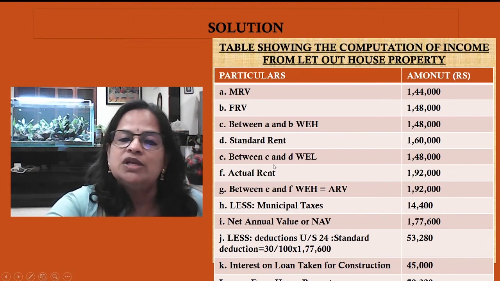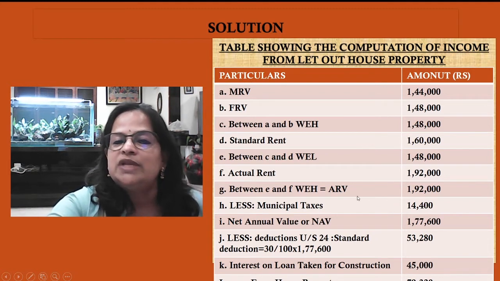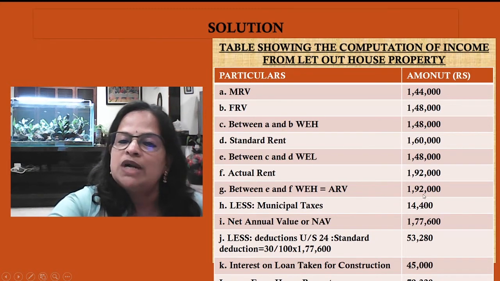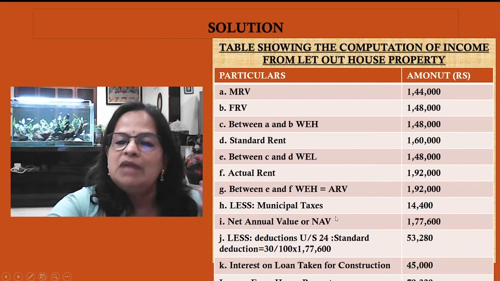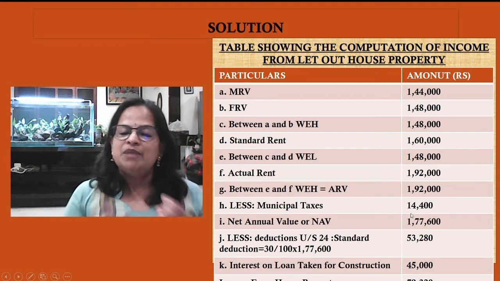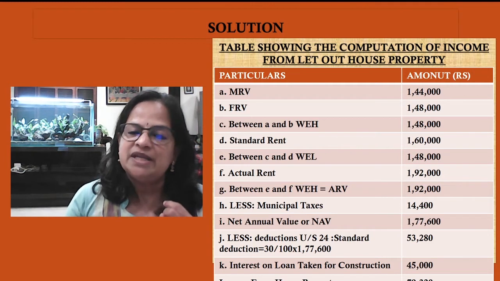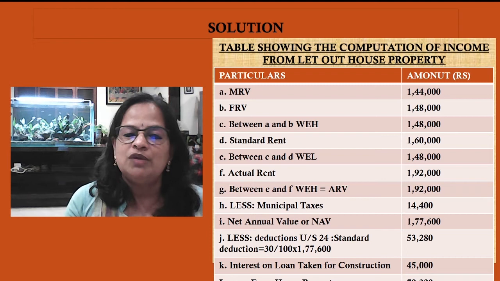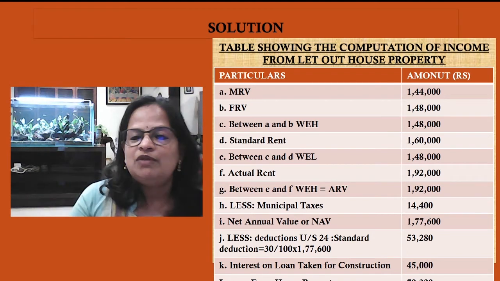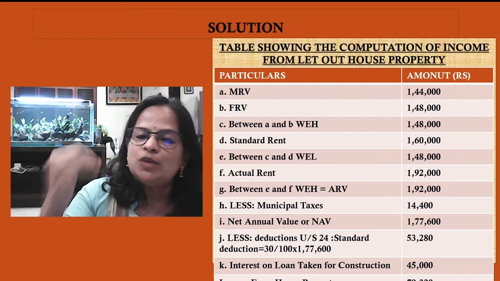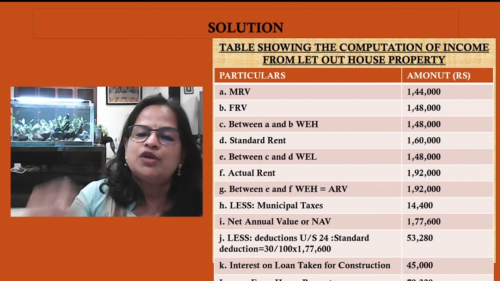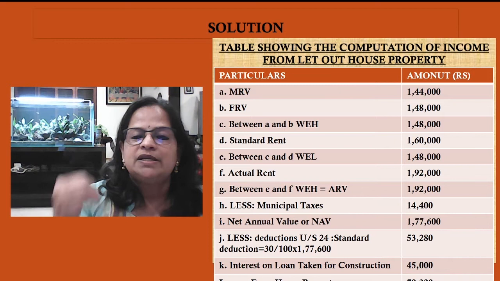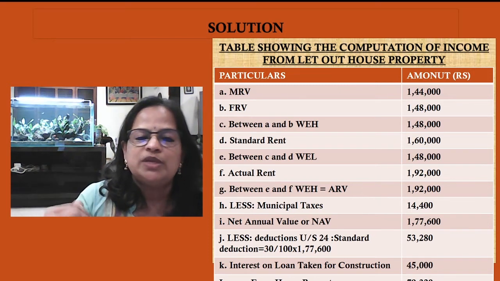So with the actual rent and this expected rental value, whichever is high, we will take. So that is the annual rental value. It is 1,92,000. Now less municipal taxes. Remember, municipal taxes, if paid by tenant, it's not allowed. Paid by owner only allowed. So 14,400 you will reduce. Now you are getting net annual value. So net annual value is 1,92,000 minus 14,400. You are getting 1,77,600. Now less deductions under section 24.